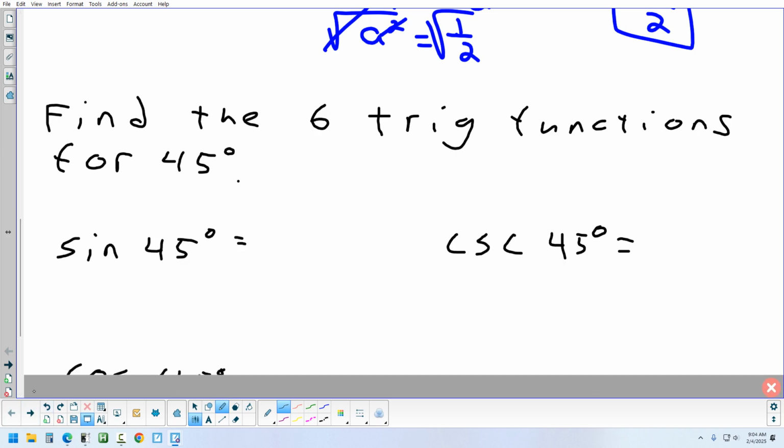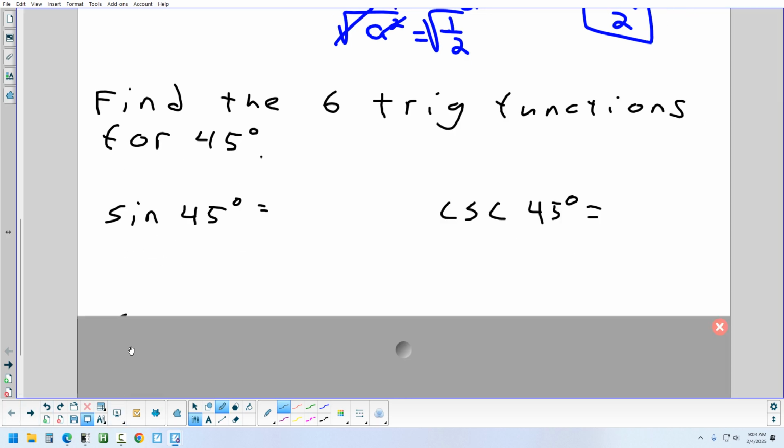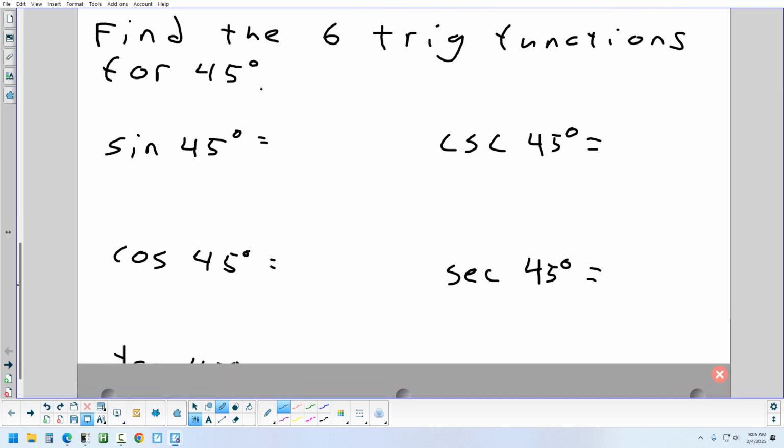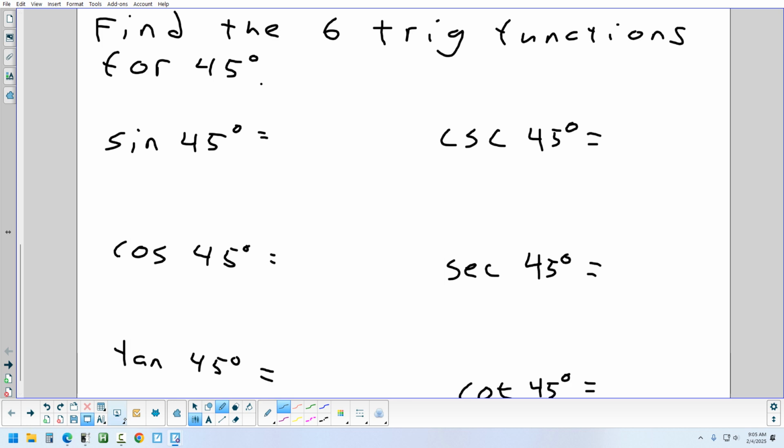All right, so let's see if we can do this one. Find the 6 trig functions for 45 degrees. So if I want to do unit circle trig with that, what's the first thing that I need to figure out? The coordinate. They've given me the size of the angle. That's not what you need. You need to have the location.